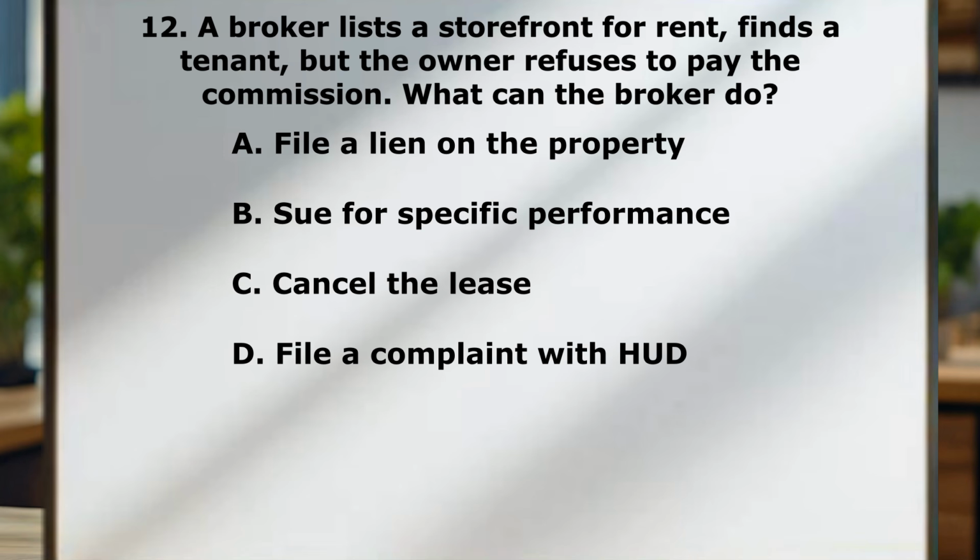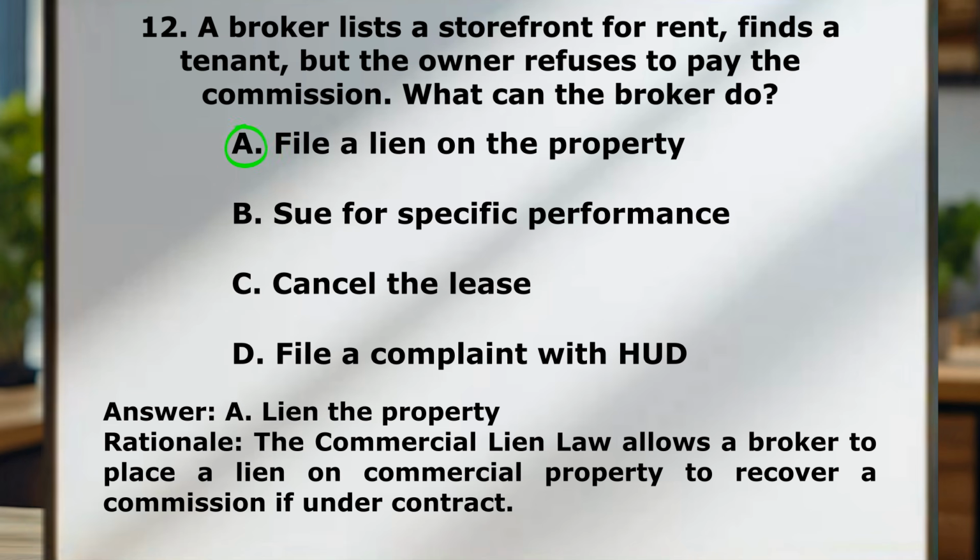I'm just kidding. A, file a lien on the property. B, sue for specific performance. C, cancel the lease. D, file a complaint with HUD. Correct answer here, unfortunately, is only A, lien the property. So the commercial lien law allows a broker to place a lien on the commercial property to recover a commission if under contract. Question number 13.